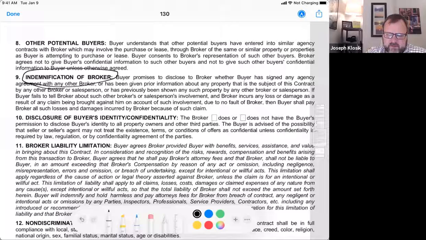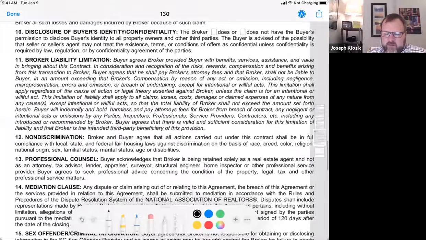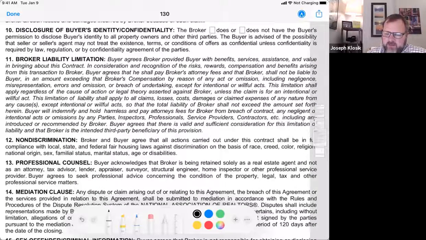In the event, Section 10, that the buyer wants to be confidential, this is where they're going to disclose whether or not you as the broker have permission to disclose their identity to all property owners and other third parties. This doesn't tend to happen on a regular, everyday real estate transaction. Should you get into luxury, high net worth clientele properties, this may be where they would not want people to know who the buyer is. And at this point, the buyer will give you permission as to whether or not they want you to disclose that.